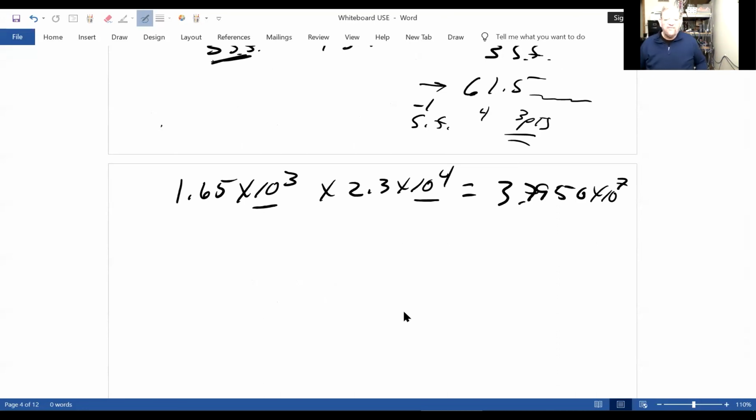And the question is, what do you do? Well, as Erica said, your final answer has the lowest significant figures based on the numbers you're using. This is 3 significant figures. This is 2 significant figures. Which is lower? Times up, hopefully you pick 2. So now you have to round this off, 3.795 times 10 to the 7th to 2 significant figures.